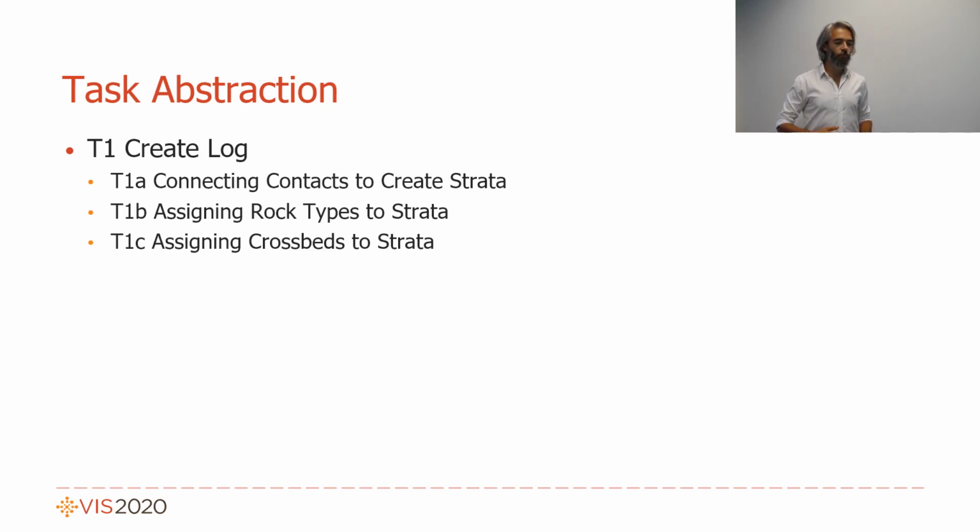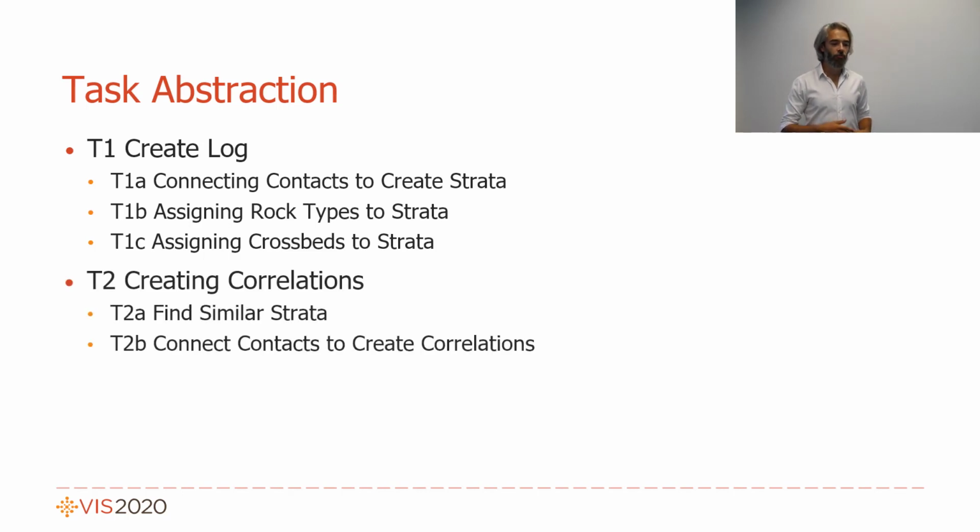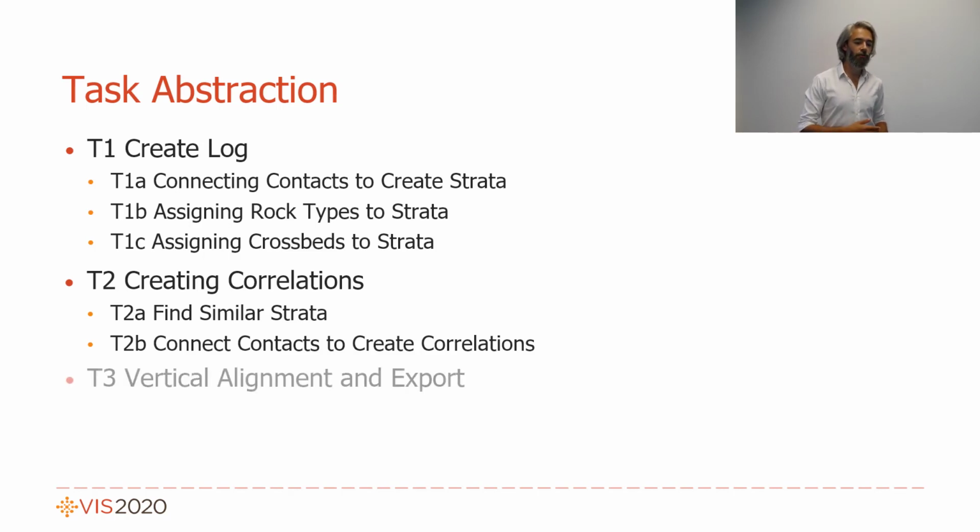To create a log, users can connect contacts and derive strata from that. Each stratum can be assigned a rock type and several crossbed measurements. The logs are then arranged in the correlation panel, which allows geologists to find similar strata. Then they can connect the contacts and derive correlations. Finally, they can vertically align the geological logs and export the illustration for publication.